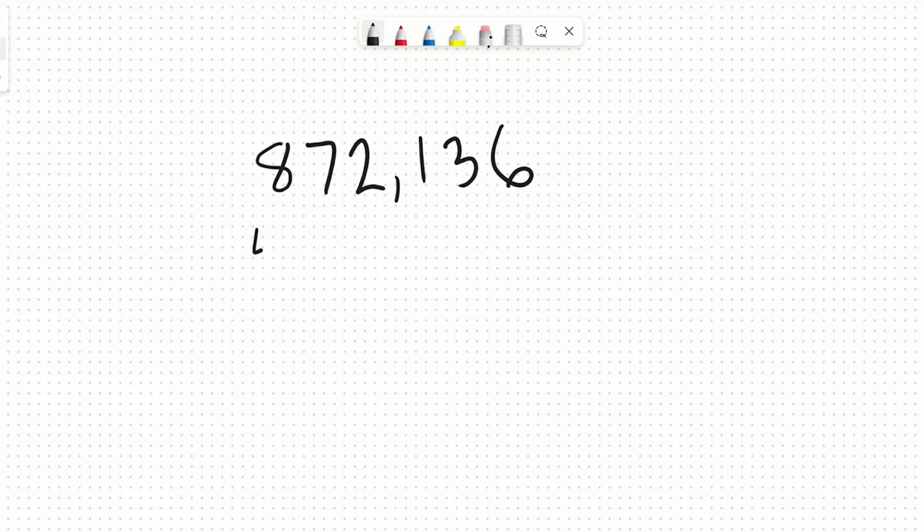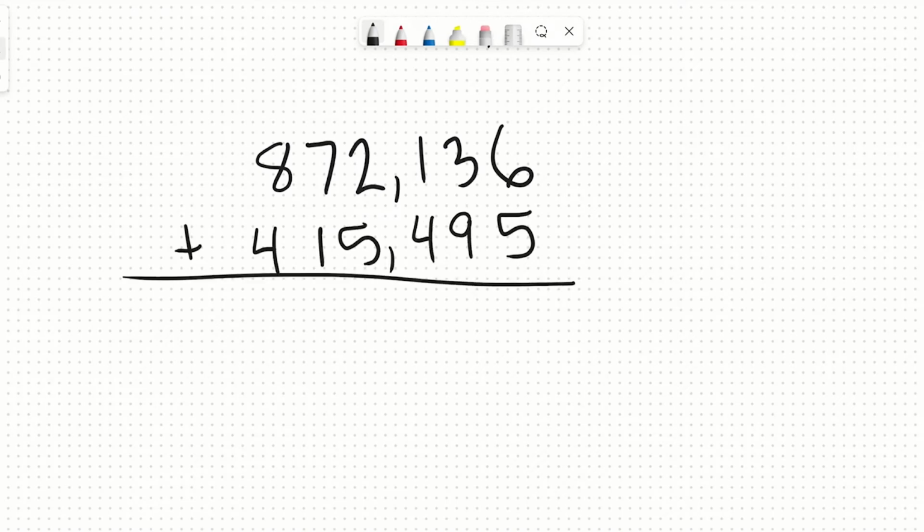We're going to practice the adding algorithm that involves regrouping. So the problem today is 872,136. We're going to add that with 415,495. So the first step is to start with the ones place, then the tens, hundreds, make our way to the thousands, 10,000s, and 100,000s. We always start with the ones place.